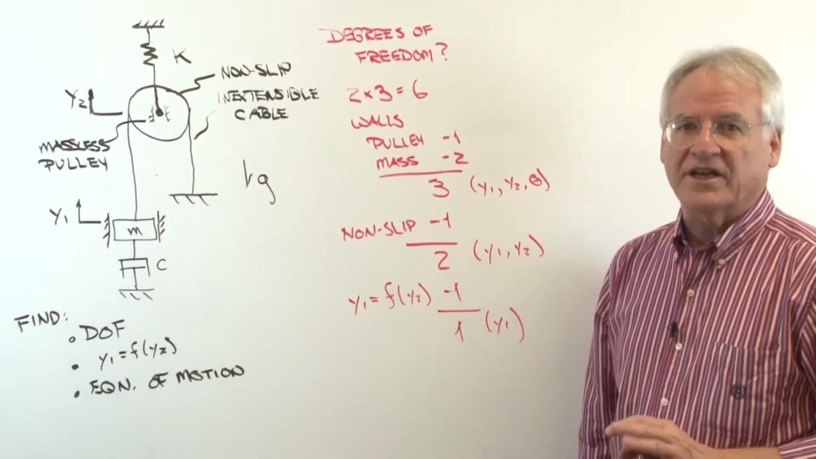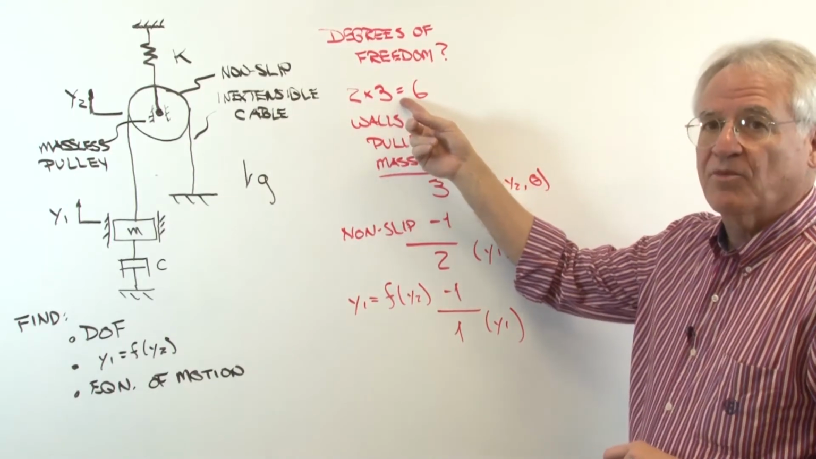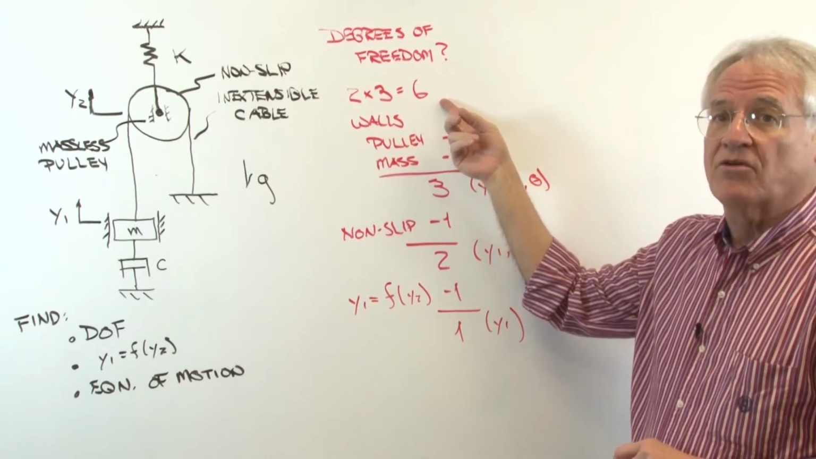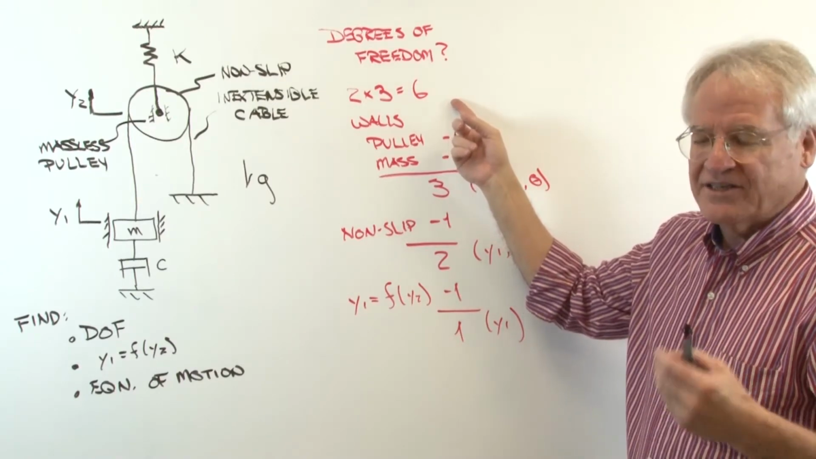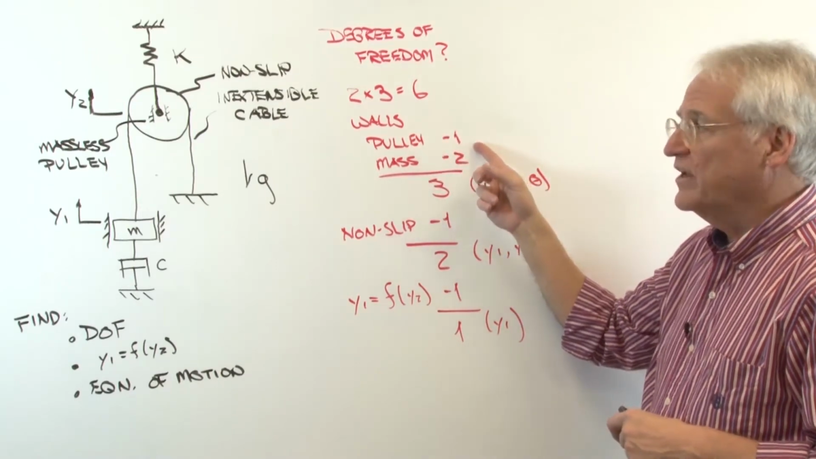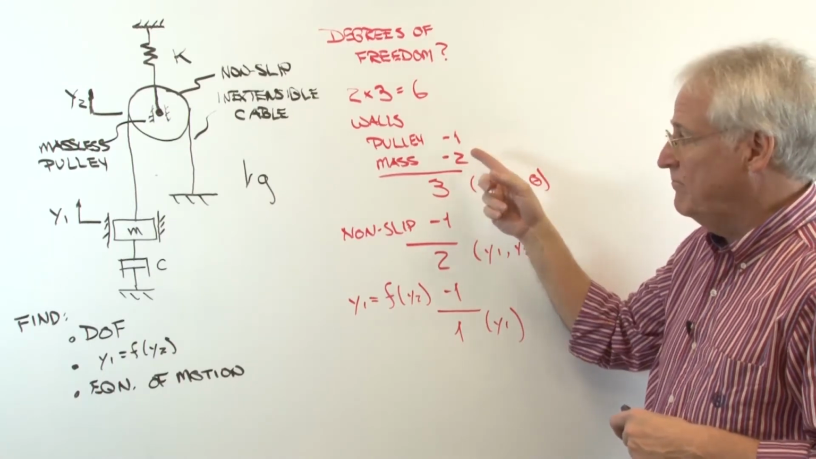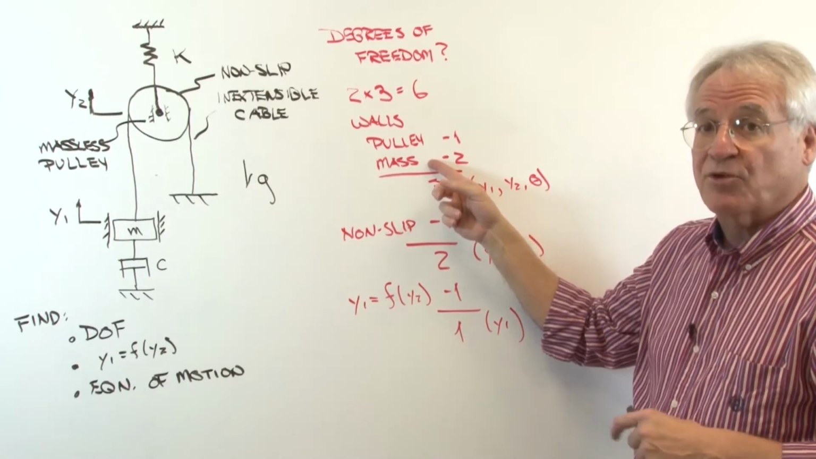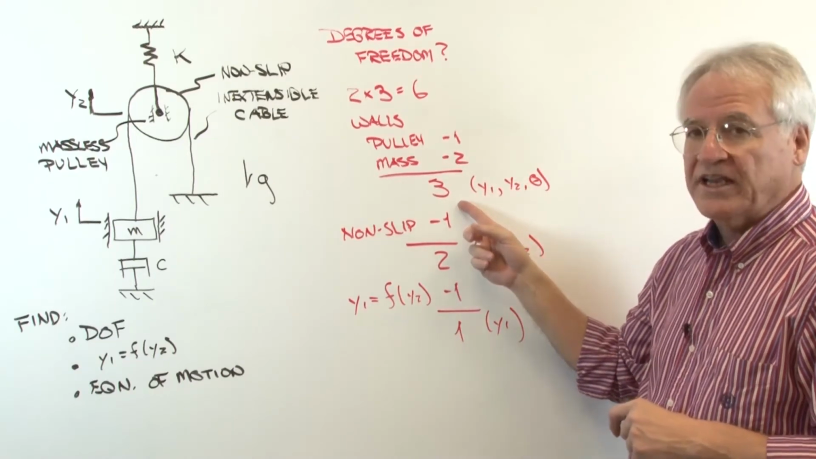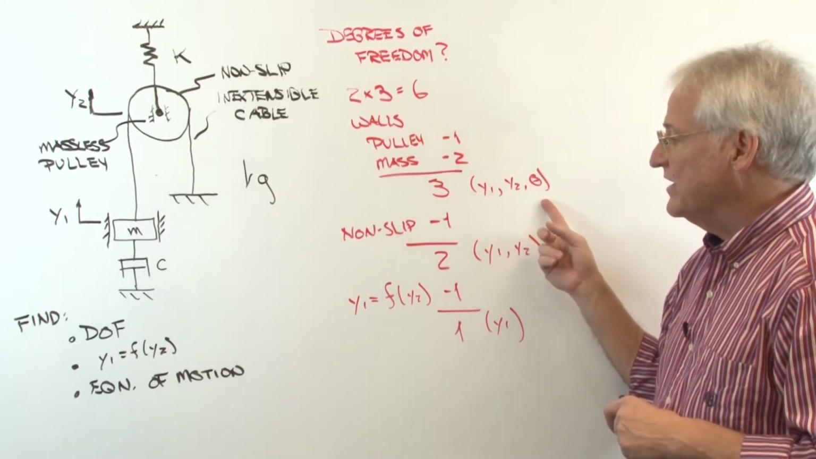So, first question, how many degrees of freedom? There's two rigid bodies in planar motion. So, in the unconstrained condition, there are 6 degrees of freedom total: X1, Y1, theta 1, X2, Y2, theta 2. The walls constrain the pulley, removing a horizontal motion and 1 degree of freedom. The walls constraining the mass prevent horizontal motion and rotation, eliminating 2. So you've got 3 possible degrees of freedom: Y1, Y2, and theta.